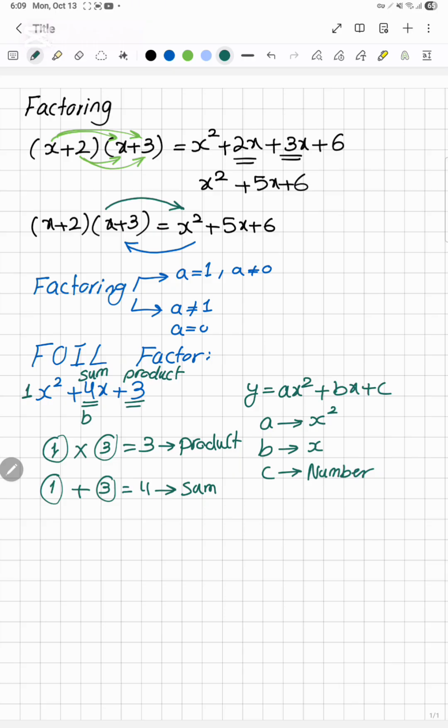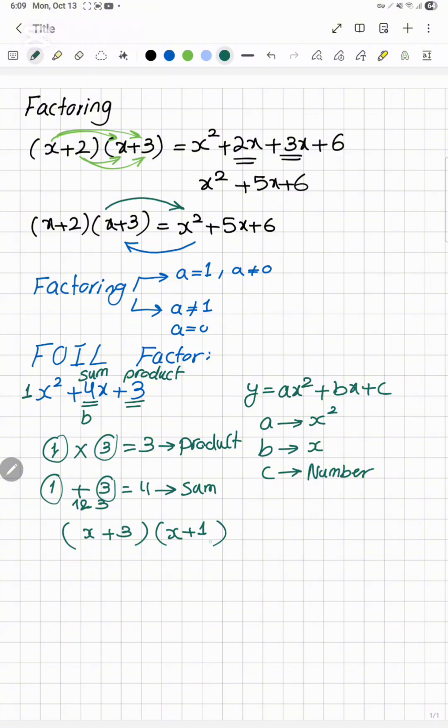So after this step, where I found the factors, the numbers that if I multiply them I'm going to get the product and the sum, I'm going to have the parentheses. I'm going to put the variable inside. And then I'm going to have the factors, 1 and 3. And this is how I'm going to write it. So once it's going to be x plus 3 and once it's going to be x plus 1.